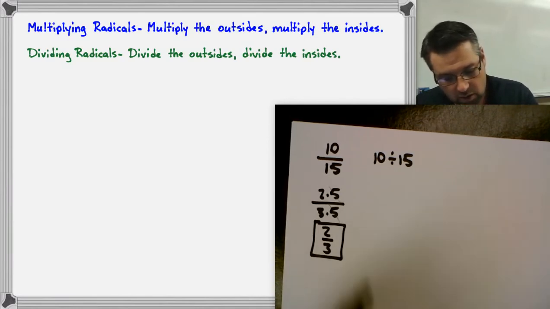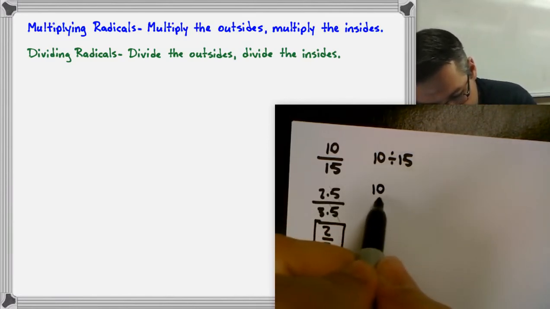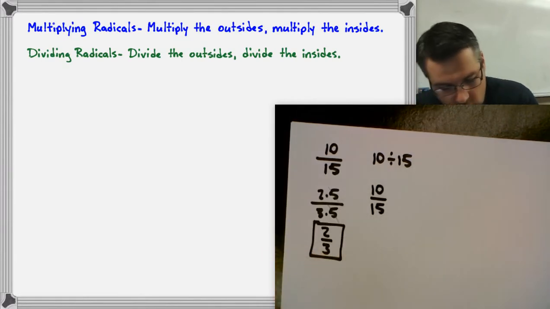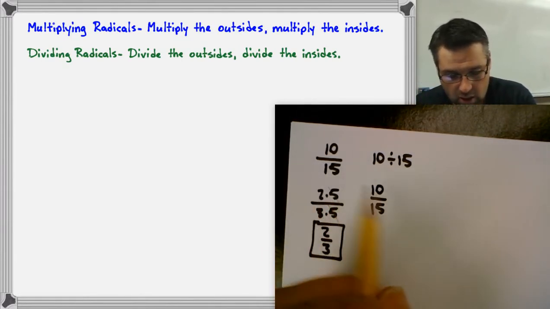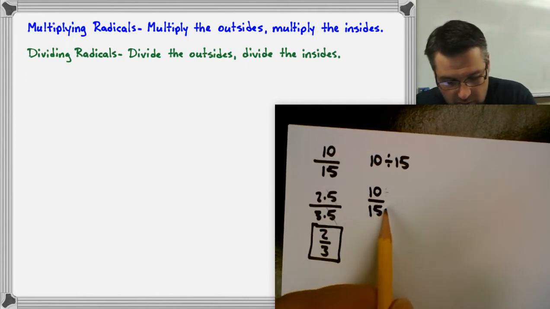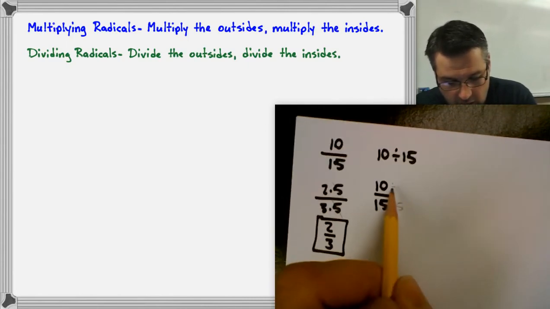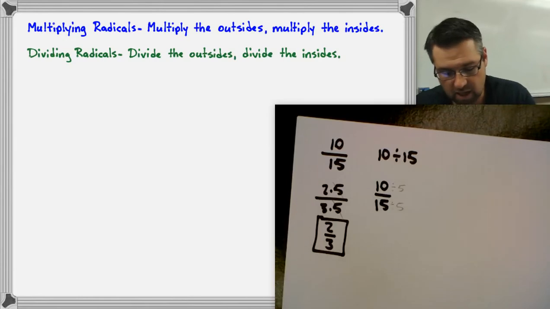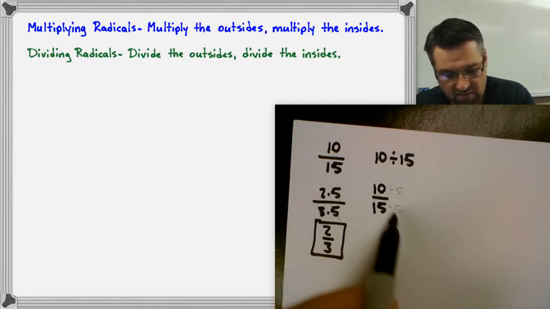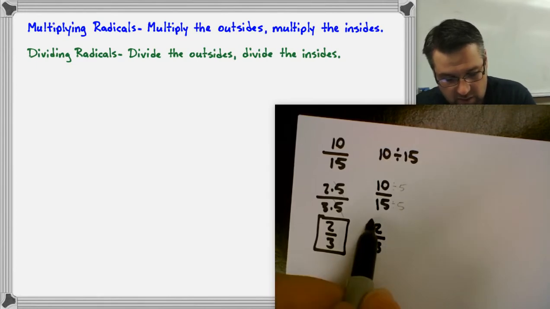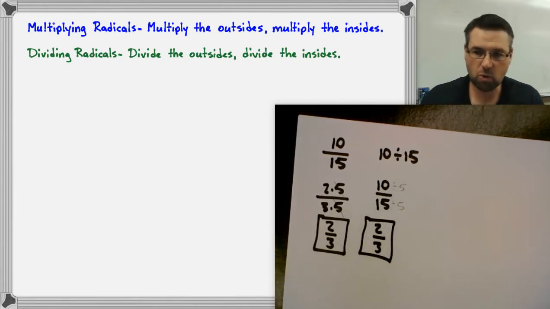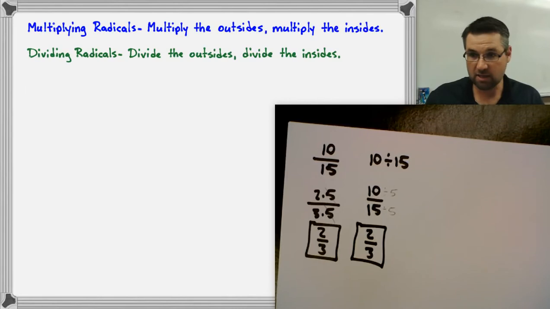Now, if you wanted to look at it a little bit differently, you've got 10 over 15. See how the 5s reduce here? We could divide both the top and the bottom by a common factor. So we're reducing it by a common factor. They both divide by 5. So 10 divided by 5 is 2, and 15 divided by 5 is 3. So we get the same thing. That's a quick review of simplifying fractions, because that's what we're going to be doing here with the radicals.